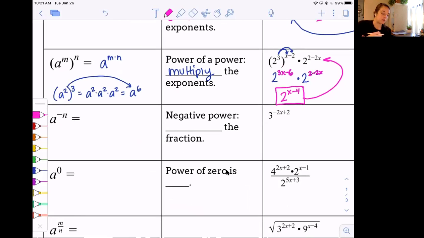All right. So I have a to the power of negative n. What does a negative exponent do? Feel free to come off mute if you want to explain it, or you can explain it in the chat. What does a negative exponent do?